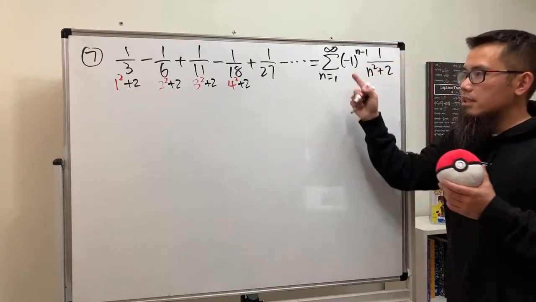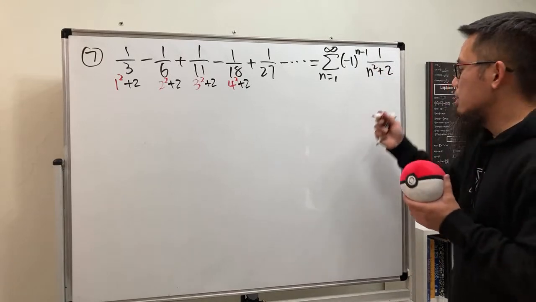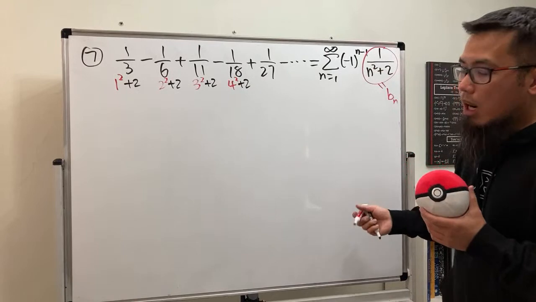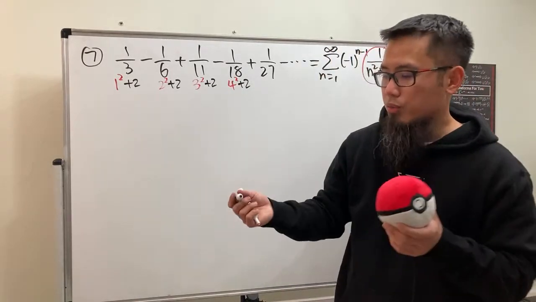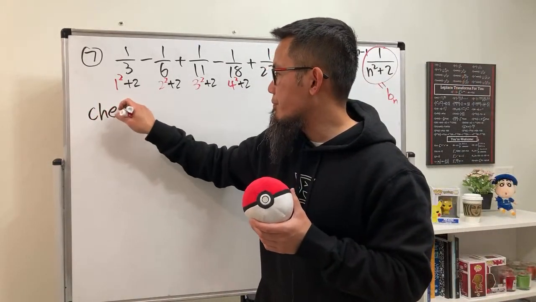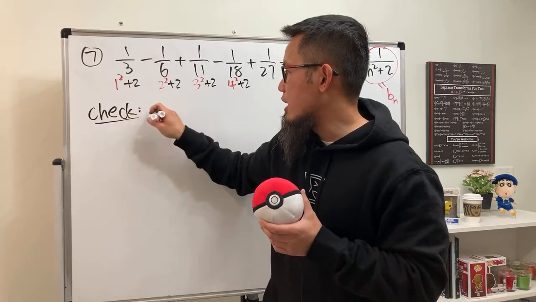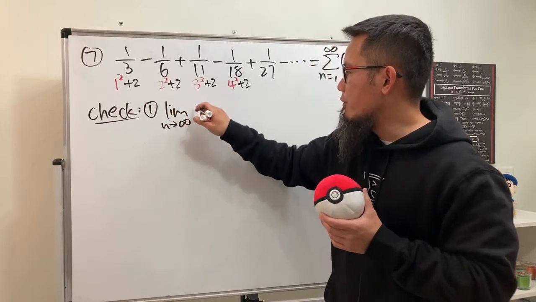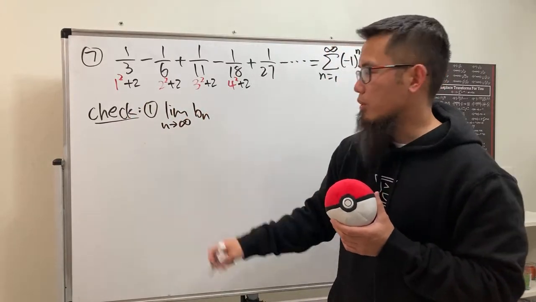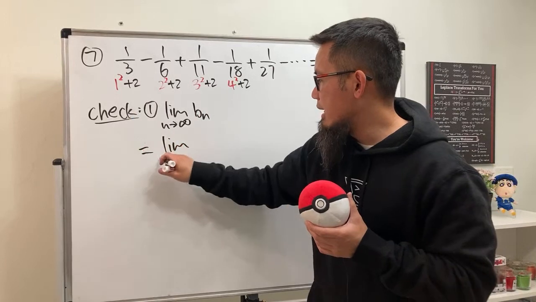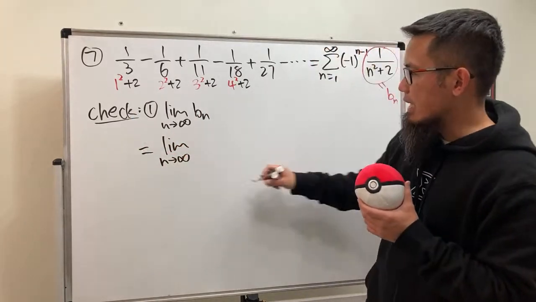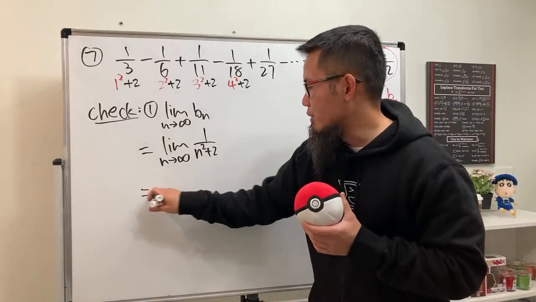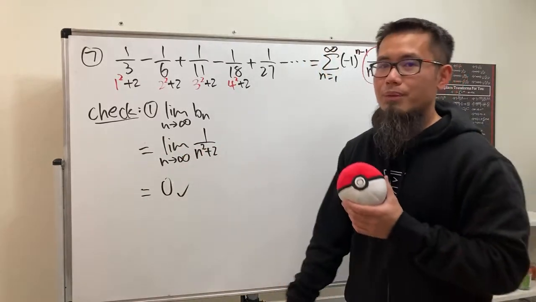So in this case, this is clearly an alternating series. Therefore, we can just consider this to be the Bn. And just to be proper, let's write down the arguments. Remember, there are two things for us to check. First, we take the limit as n goes to infinity of Bn. Does this give us 0? Well, Bn is 1 over n squared plus 2. Yes, we end up with 0. This is pretty clear.